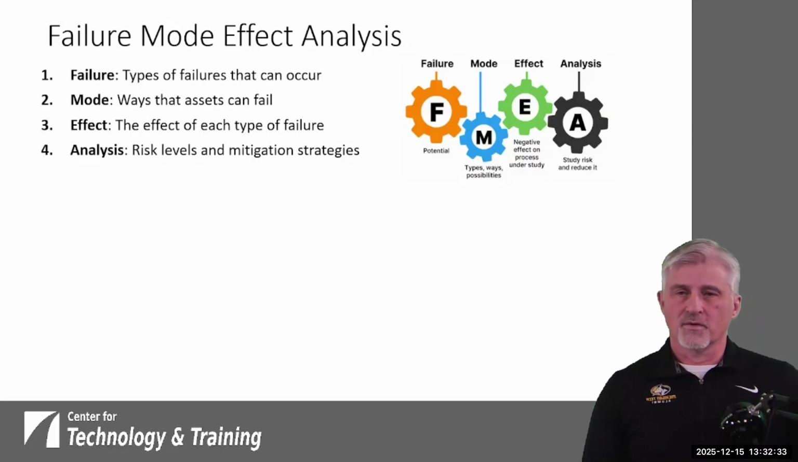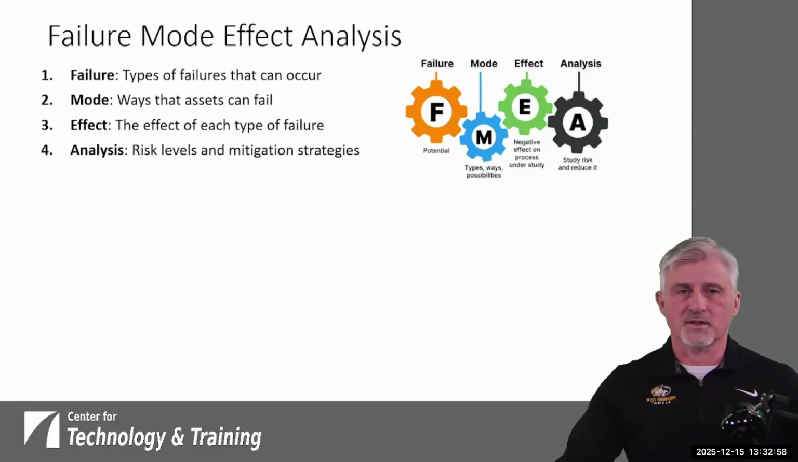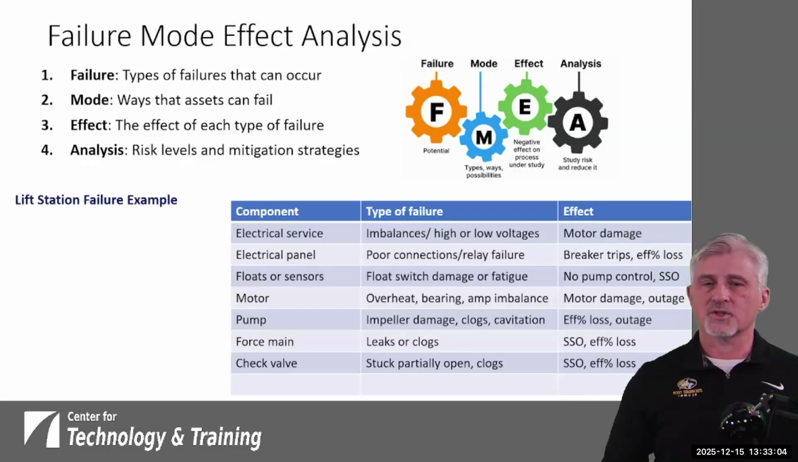And so with that, we're trying to look at what types of failures could occur. So we're looking at this before it actually happens. And then we're going to look at what different assets can fail. That's the mode. The effect is what effect each type of failure has on this. And then we need to analyze the risk levels and any strategies that we can have to fix or avoid the situation.